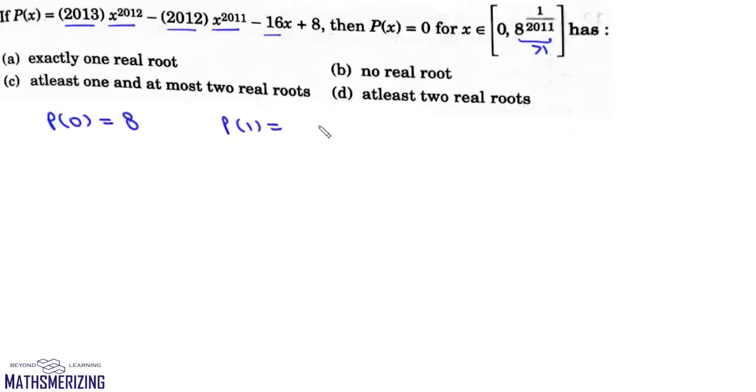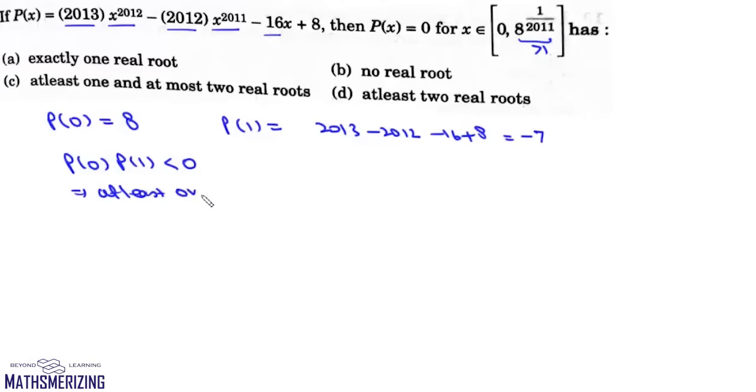So the value at 1 is 2013 minus 2012 minus 16 plus 8. So it'll be 1, 9. 9 minus 16 is minus 7. So from here we can say P(0) into P(1) is less than 0. So at least one root will lie in (0, 1). Now we'll also find P(8 to the power 1 upon 2011).